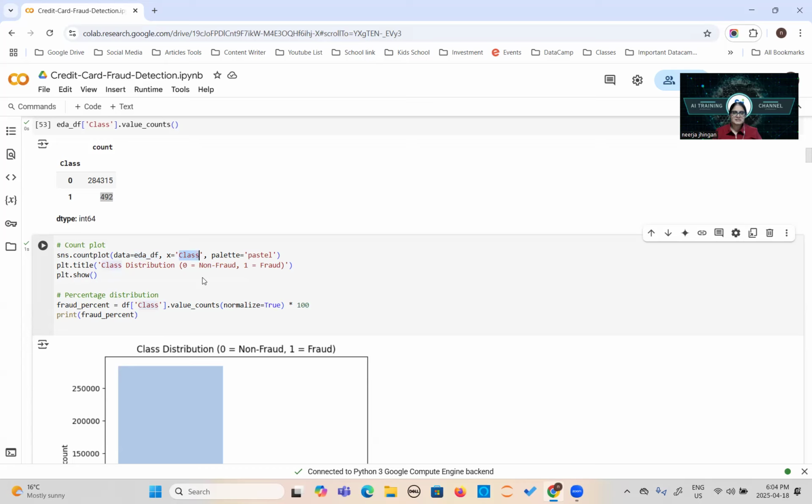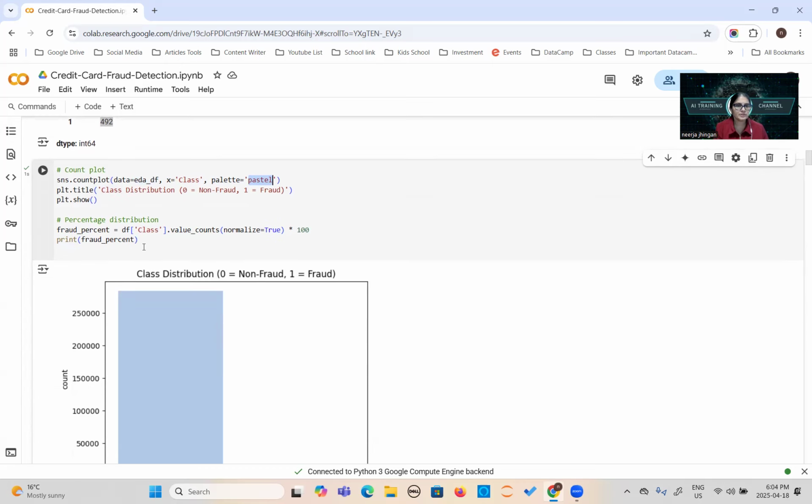Here the x axis is equal to class. This is the target feature. Palette is the color. You can make it anything you like. You can watch my Seaborn video, which I have already uploaded under the data visualization playlist. If you are interested in becoming an expert in Seaborn, then you can watch that.